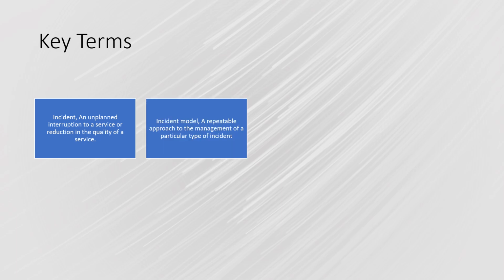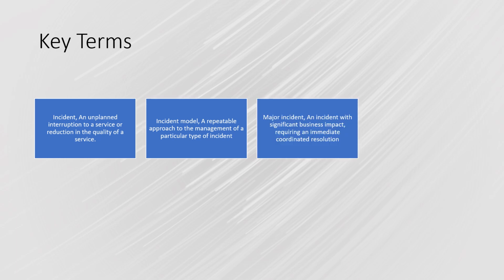Now, let us start with the key terms. Incident, an unplanned interruption to a service or reduction in the quality of a service. Incident model, a repeatable approach to the management of a particular type of incident. Major incident, an incident with significant business impact requiring an immediate coordinated resolution.